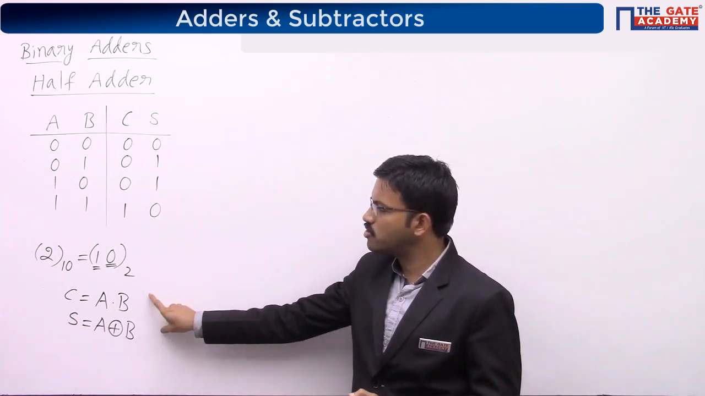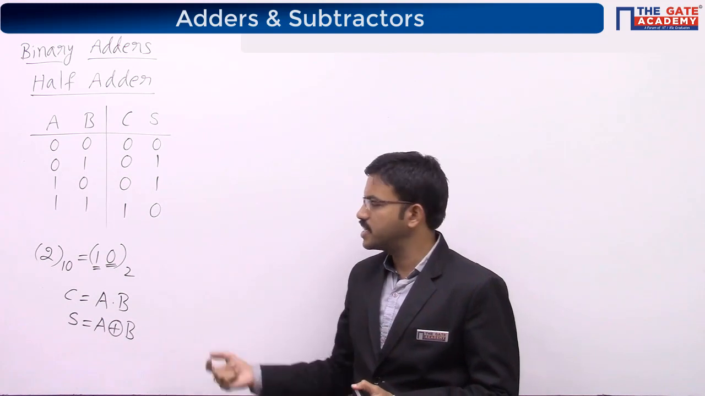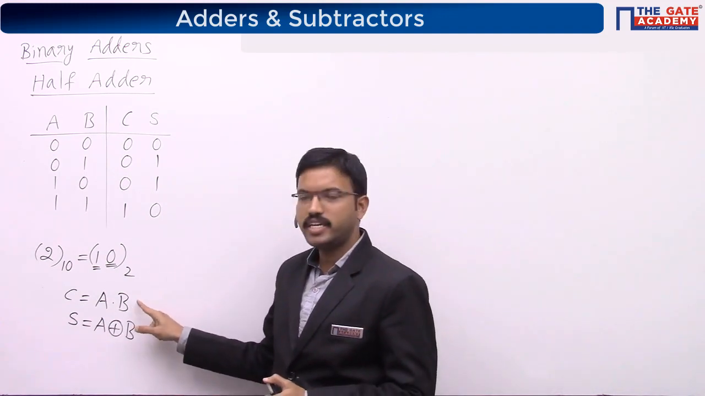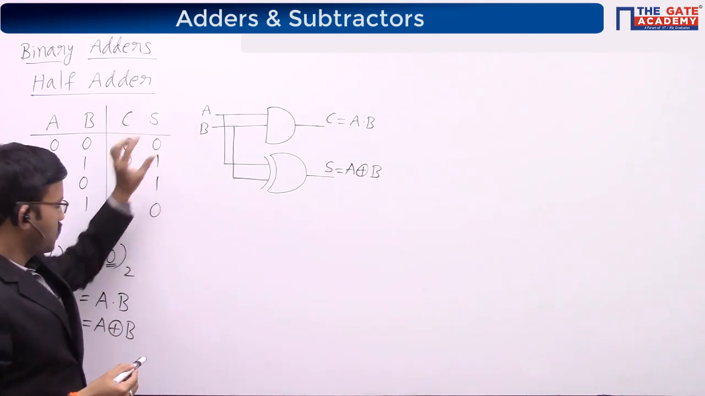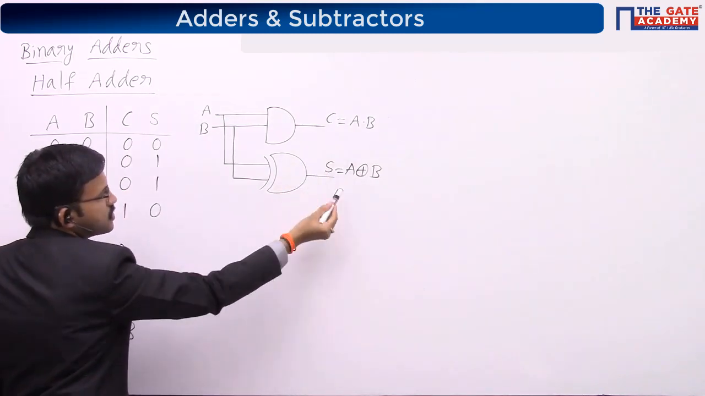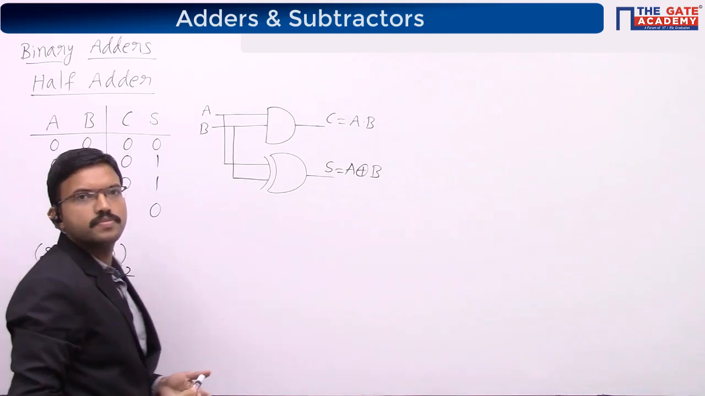Next step is we have to implement these expressions with the help of logic gates. We require a 2 input AND gate and a 2 input XOR gate. A and B are the inputs, carry is A and B, sum is S equal to A exclusive OR B.